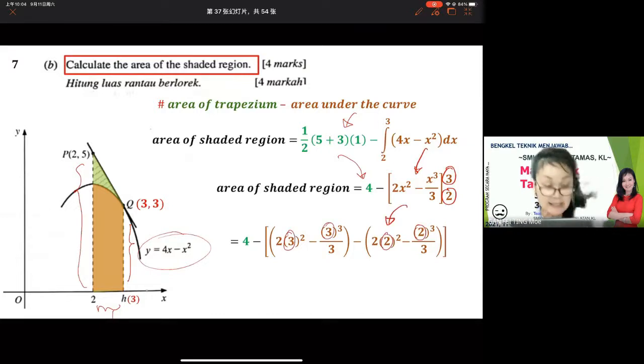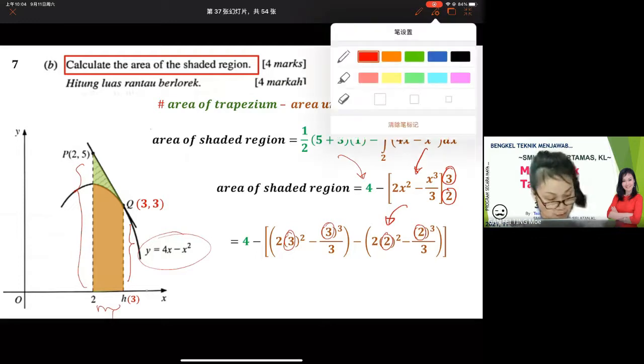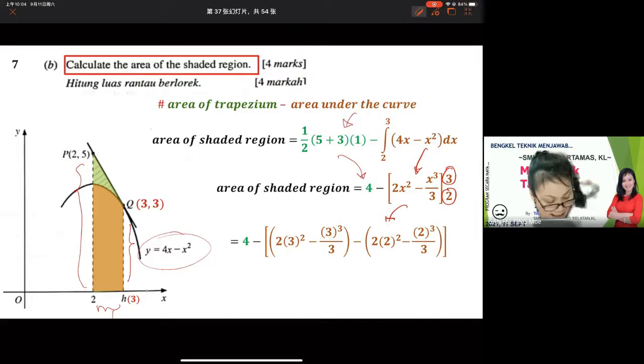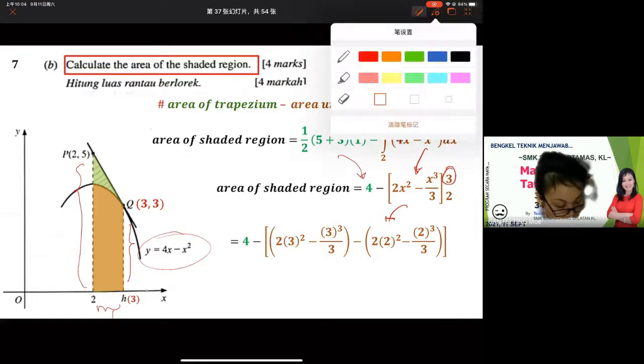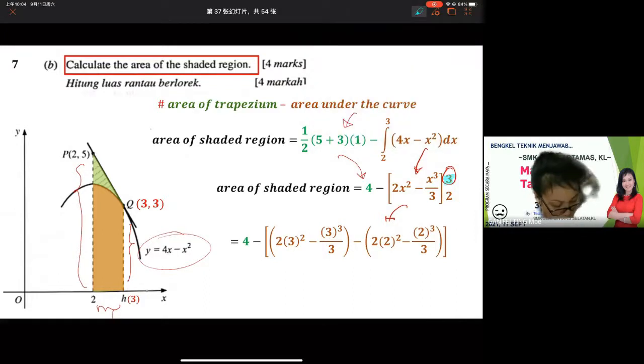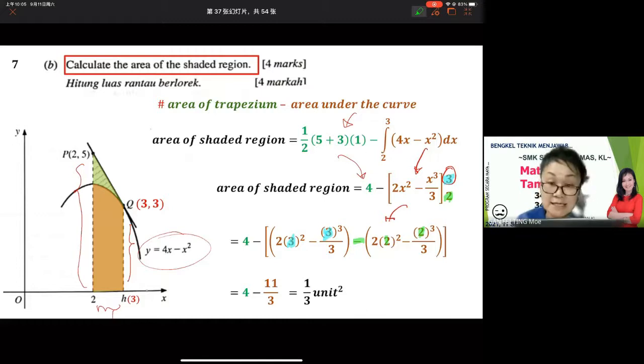You can see here. If you want it to be clearer, let me put in color for you to see. So I have this one upper limit, and I have this one as lower limit, and this one as lower limit. It is minus. Upper limit minus lower limit for the integration to determine the area under a curve, right? So then after that, you minus, then you get your answer, 1/3 square unit, right?